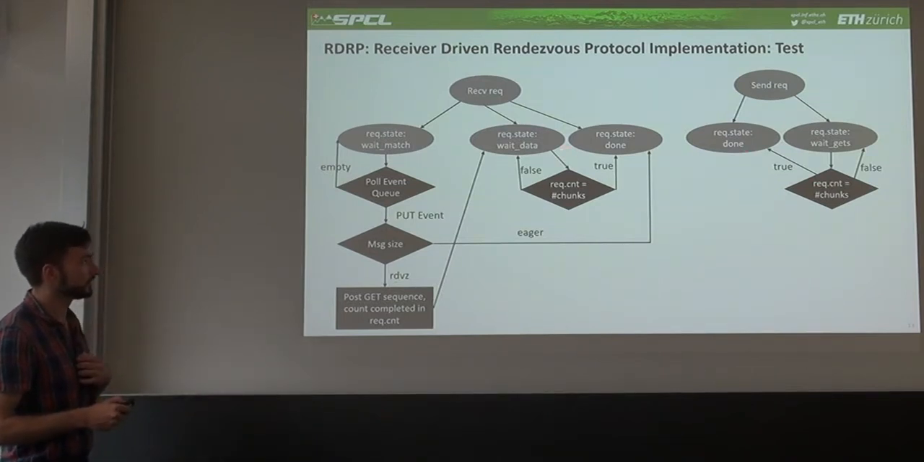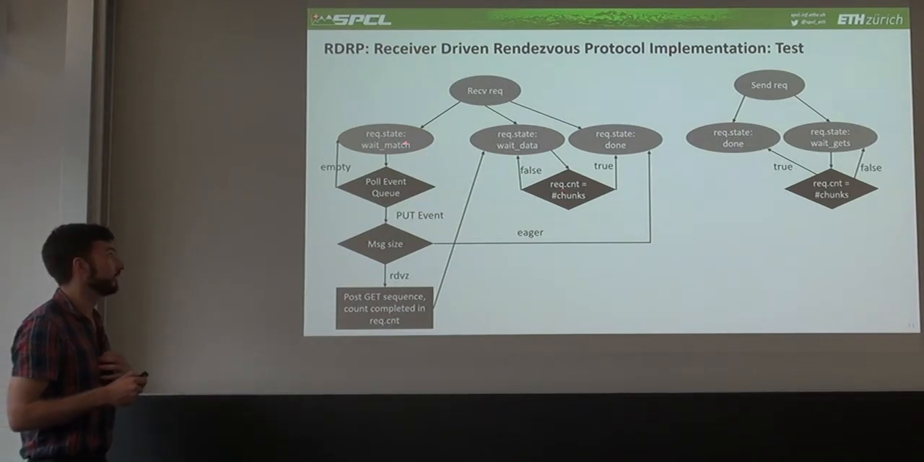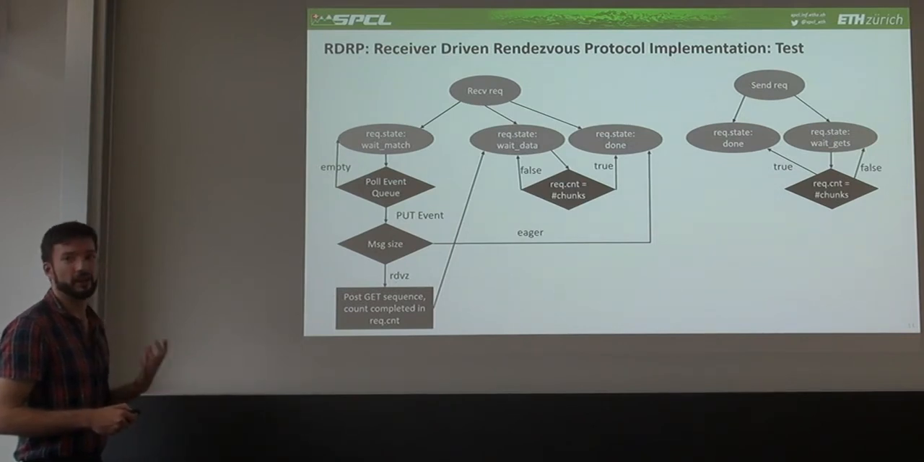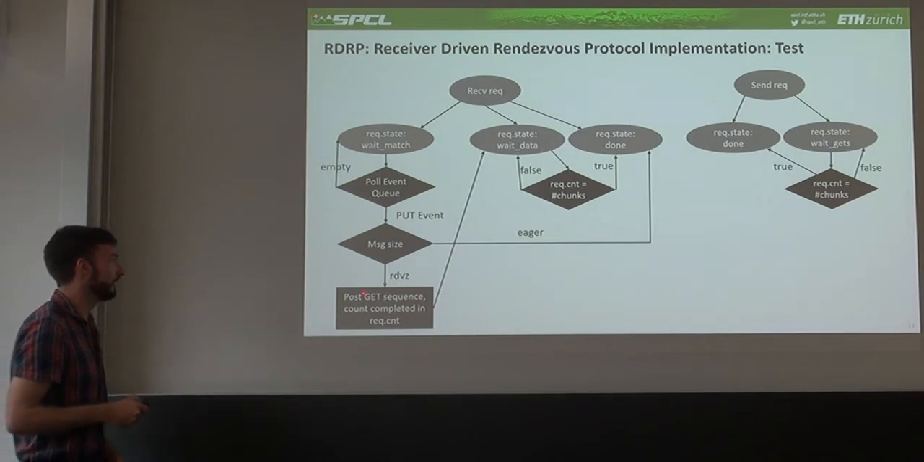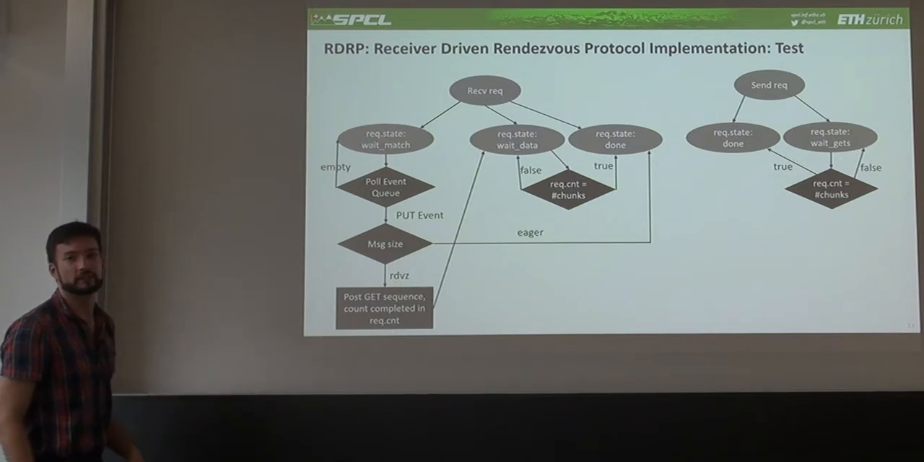In the receive case, it can be a bit more complicated. In the case where we are simply waiting for data, we do the same thing. But in the case where we are waiting for the match, we poll the Portals event queue. And the only thing that we can expect here is a put event, so that something has actually arrived that matched the ME. If this happens, we again make a decision on the message size. If this is an eager message, we copy the first chunk and we are done. But if this is a rendezvous message, we again post this sequence of gets.